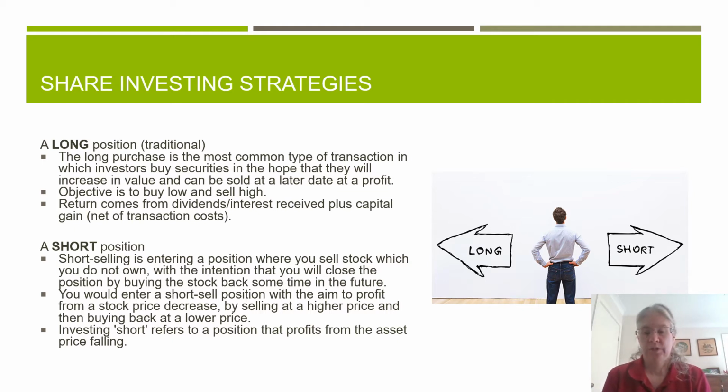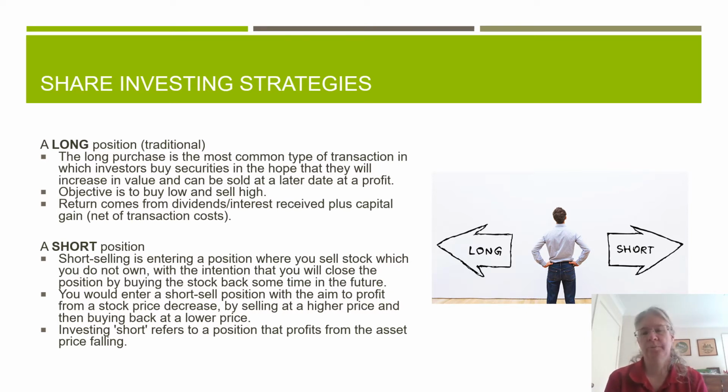Where do we get our returns from? Well, we get them from dividends if they're a share that pays dividends. We'll also hopefully get capital gains, but we'd have to subtract off the costs. So we have brokerage costs of buying and selling them. That's the traditional approach that you'd be familiar with.